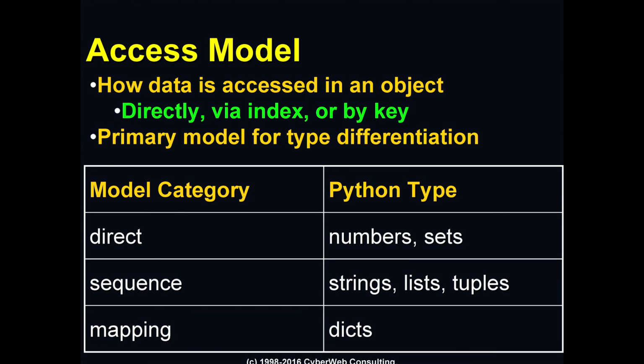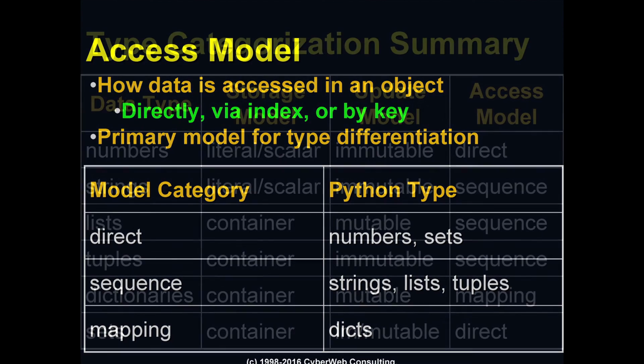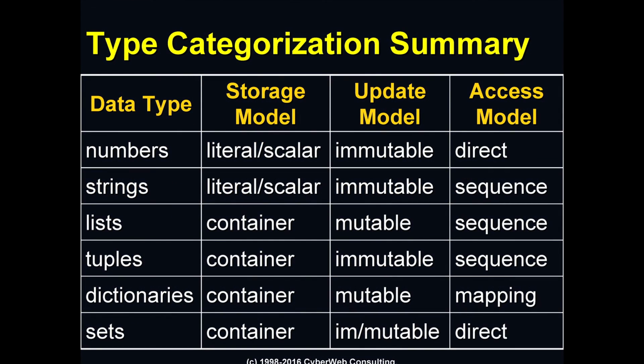The last one is the access model. How do you access an object? Do you access it directly? Do you have to give it some kind of index if it was a sequence type? Or do you have to give it some kind of key if it was a mapping type? Numbers and sets, you access them directly. Strings, lists, and tuples, you can access them with an index. And for dictionaries, you use a key to get the value, right? Everybody understand that?